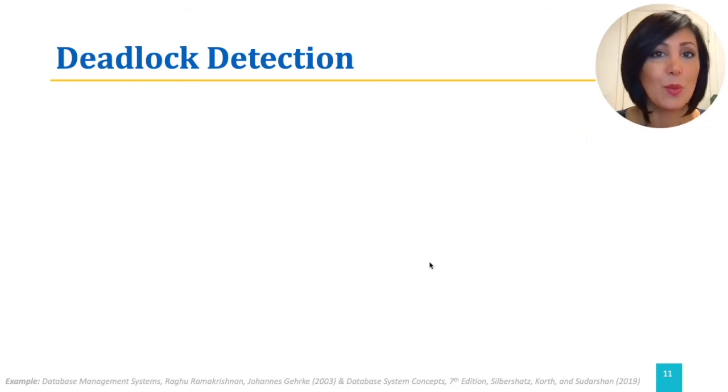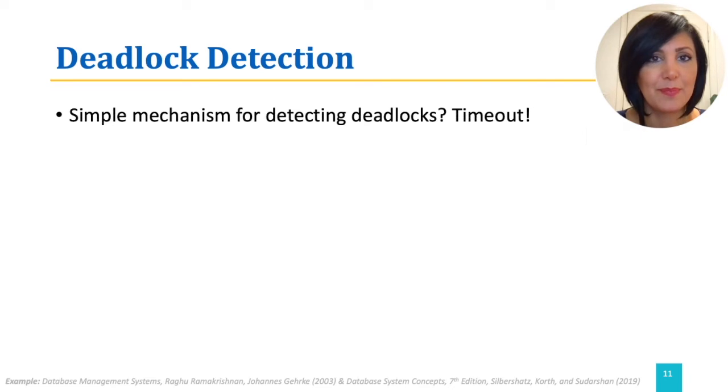A very simple way for detecting deadlocks is a timeout mechanism. If a transaction is waiting too long for a lock, the timeout mechanism assumes it is in a deadlock situation and aborts it. Another way is building a graph called wait for graph.